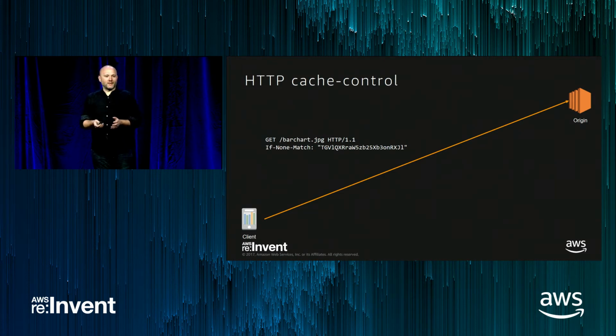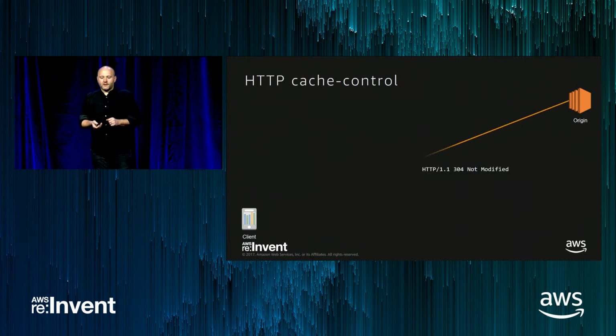So let's assume that the object hasn't changed. It's still the same version. It would be the same E tag. So the origin can just respond saying, not modified. Basically, you've got the current version. You can continue to use that's already cached.